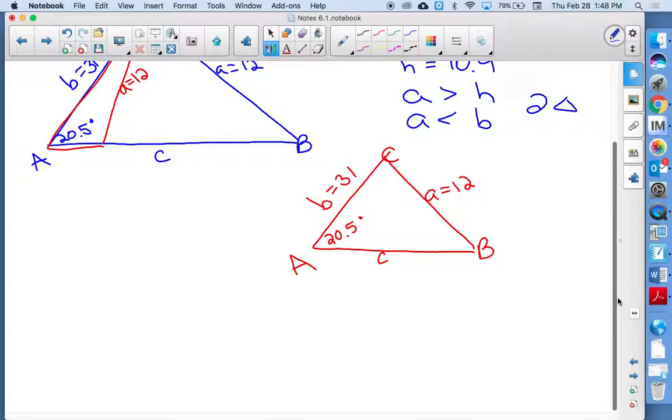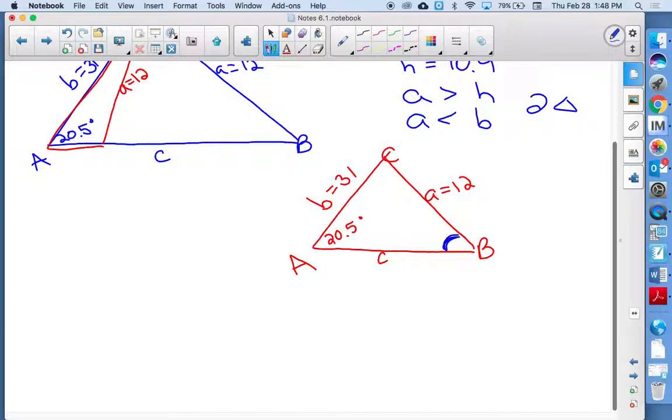Angle B. Why angle B? Because you have the side of B drawn. Right. In order to find the side or the angle, you have to have its matching part. So I have to have either the side or the angle in order to find one of them. And we have side B, but we don't know angle B.